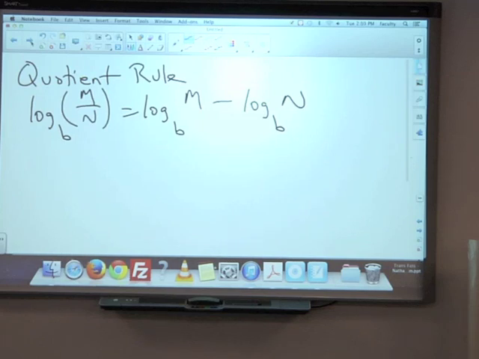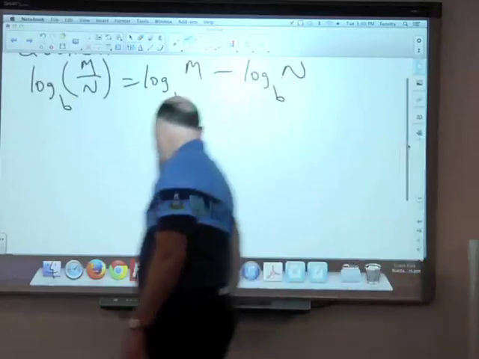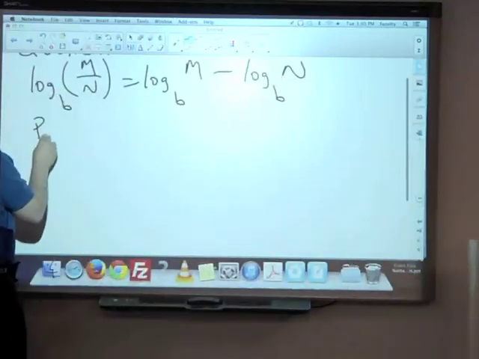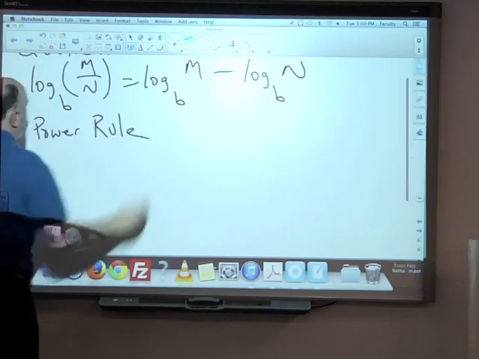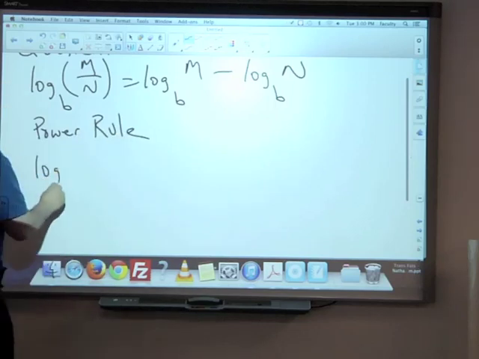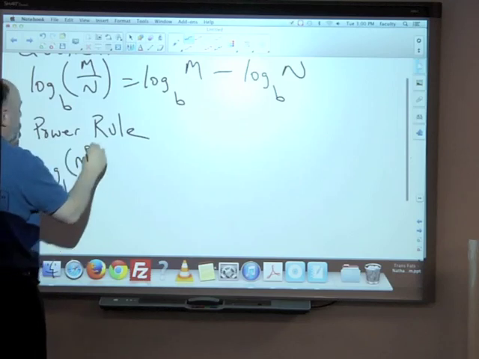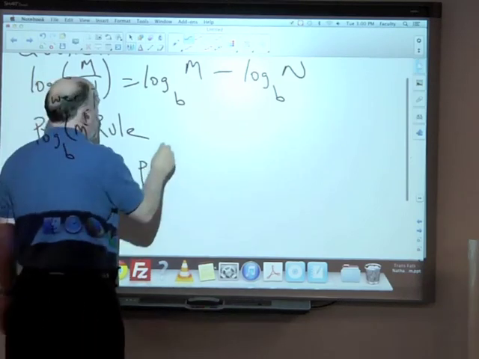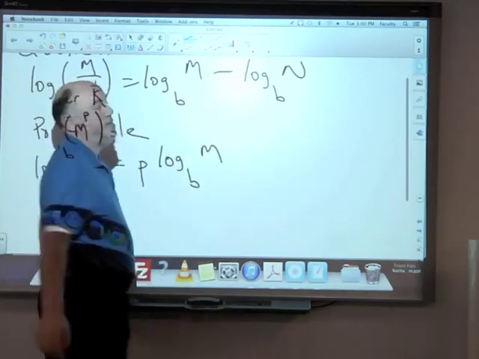And then the other rule is the power rule, which says the log base b of m raised to the p is going to be p times the log base b of m.